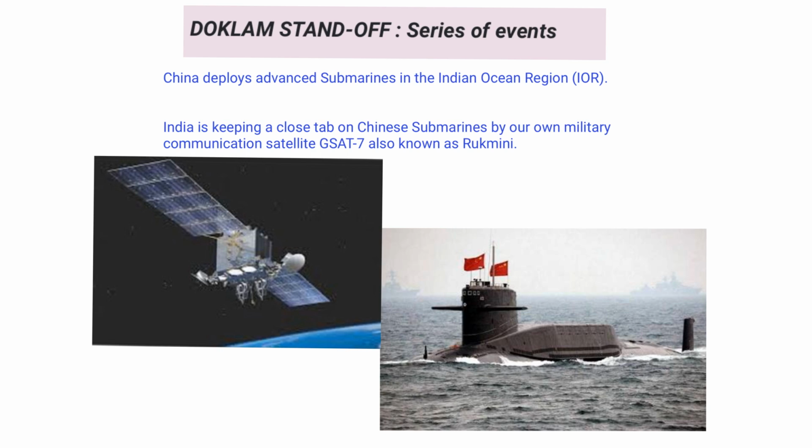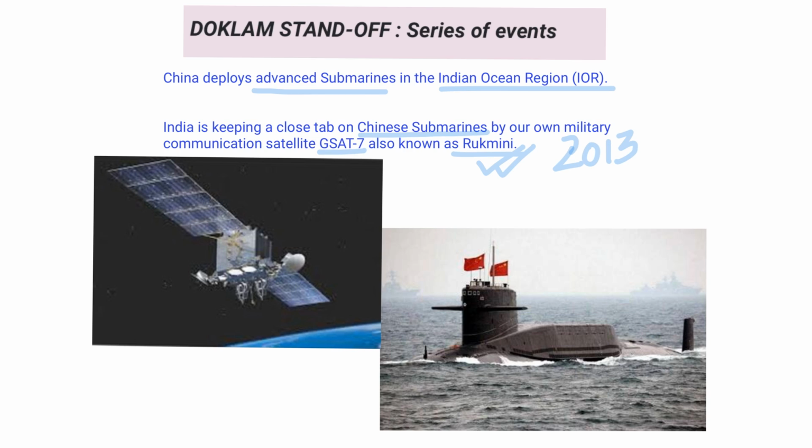In the current standoff, China has reacted aggressively, and it is claimed that they have deployed their advanced submarines in the Indian Ocean region, which are the most advanced and largest warships of China. The Indian Navy is also keeping a close watch on these Chinese submarines entering in our area through our very own multi-band communication satellite known as GSAT 7 or Rukmani. These communication satellites are the first military communication satellites developed by ISRO in 2013.